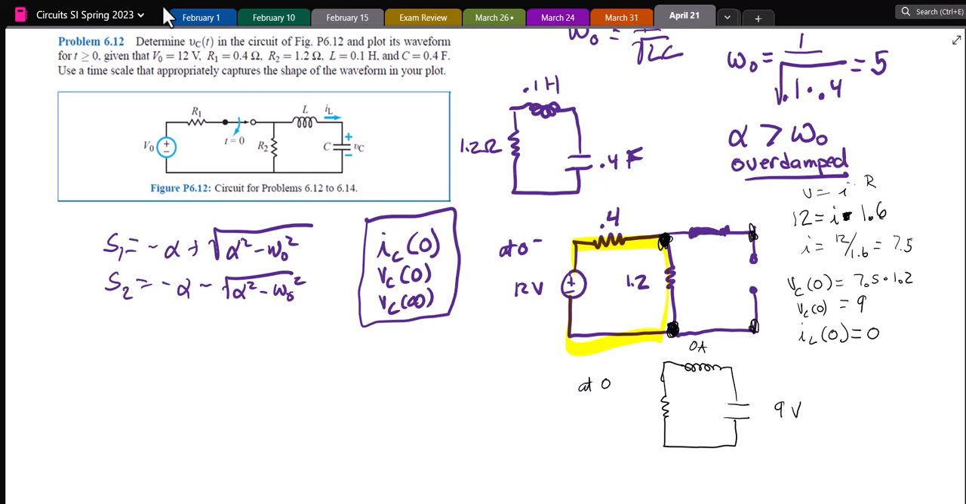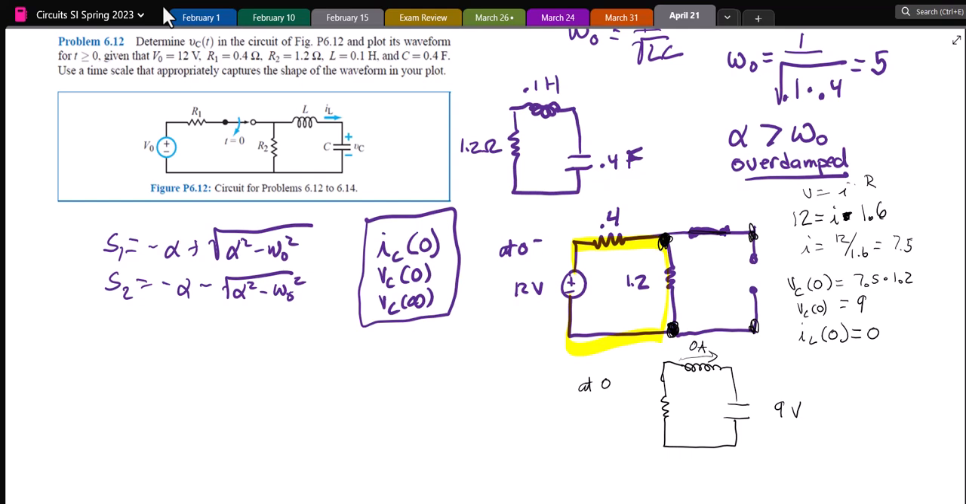Those can't change. So if this is 9 volts and that's 0 amps, what does the current through the capacitor have to be? You said this is 9 volts here. This is how many henries? It is 0.1 henries, but right now what I'm saying is that it has 0 amps. The current is 0 amps through the inductor, because it was 0 at 0. There was 0 current here, so there has to be 0 current here.